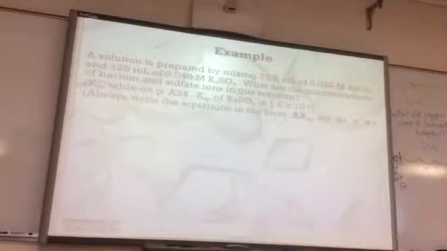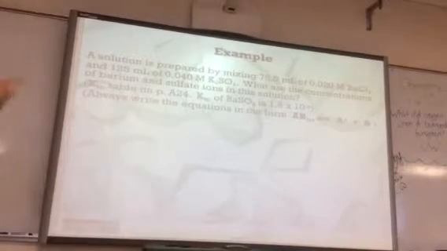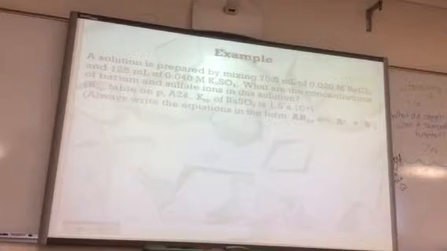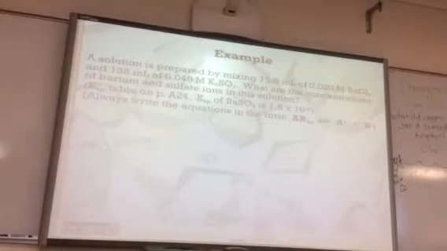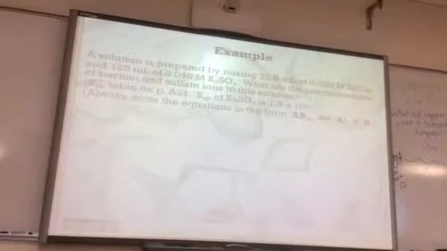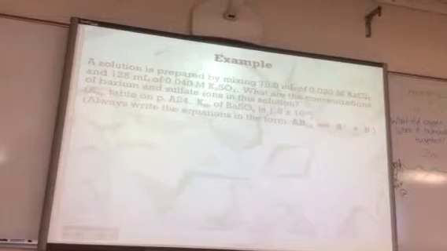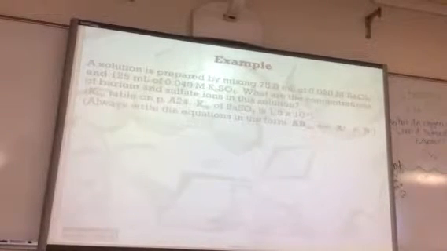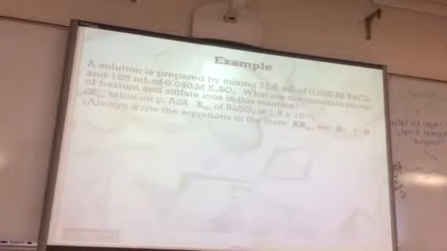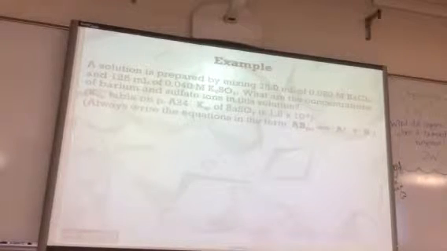A solution is prepared when you mix 75 mL of the barium chloride solution with 125 mL of the potassium sulfate. What are the concentrations of barium and sulfate ions in the solution? Is a precipitate going to be formed? And if so, what would make the precipitate? Should be pretty obvious.